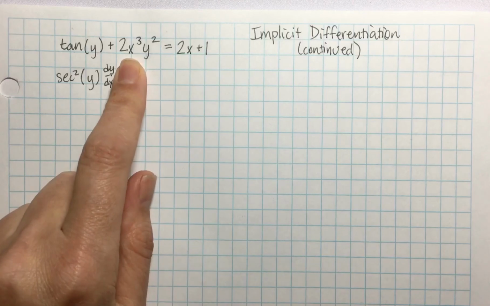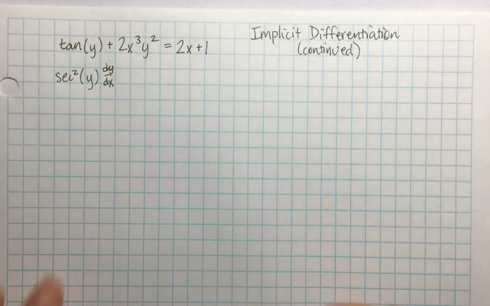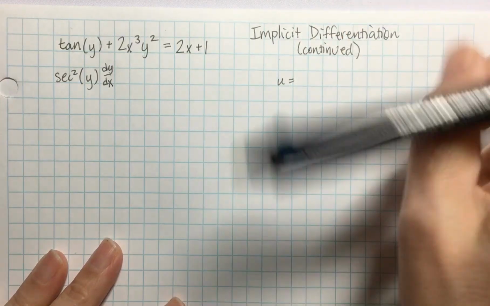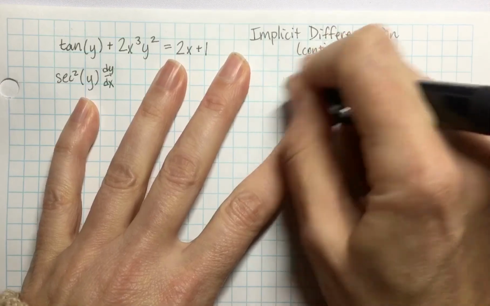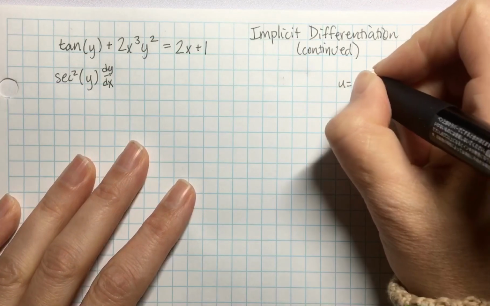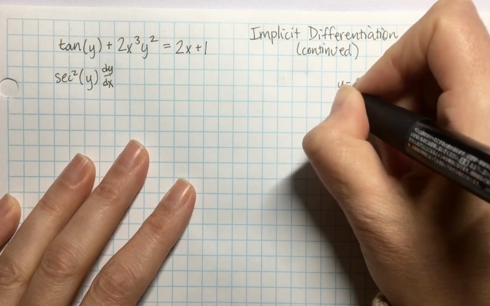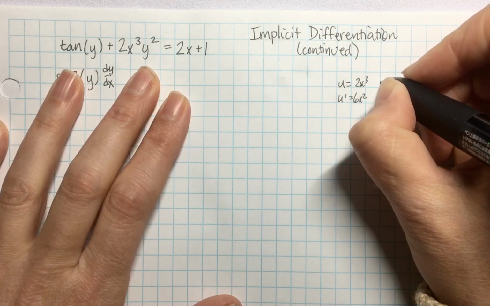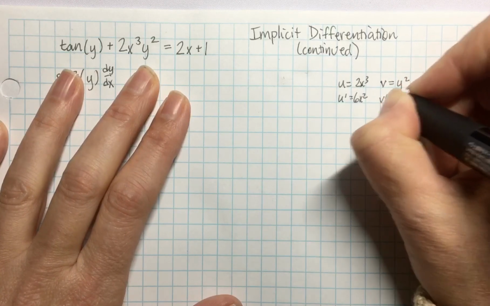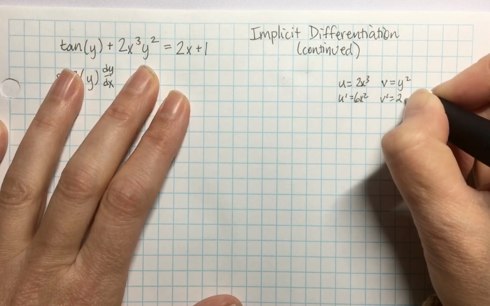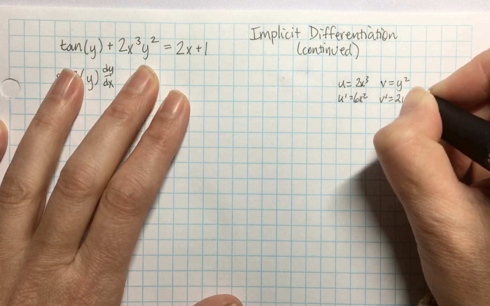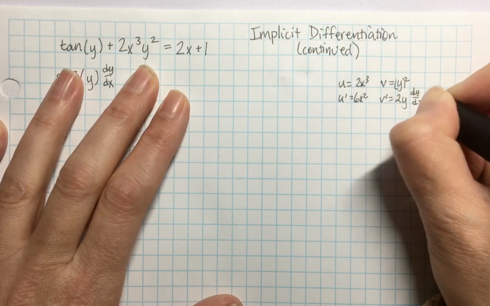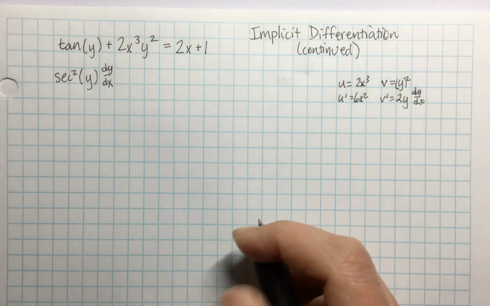Okay, next piece here, this 2x cubed y squared. I'm going to just come over here and say what my u and u prime are. Actually, I'm going to scoot over a little just to make sure I have room. So u is 2x cubed, so u prime is 6x squared. And then v is y squared. V prime is derivative of the outside, so 2, keep the inside the same. That's the y, because remember I could put that y in parentheses. And then derivative of the inside, so the derivative of y squared, 2y dy dx.